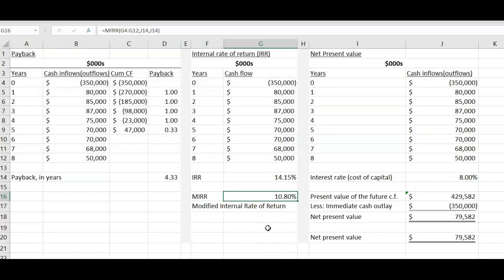And quite frankly, I think the modified internal rate of return is a much more realistic understanding of what this project returns. So that way, if someone were to say, well, what kind of interest rate, what kind of return are we going to get on this project? It's more likely you're going to get 10.8% than 14.15%. Okay, so this has been a walkthrough of payback, internal rate of return, net present value, and modified internal rate of return.